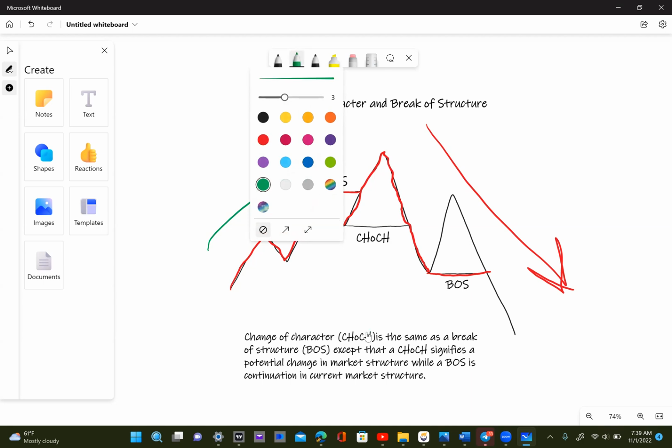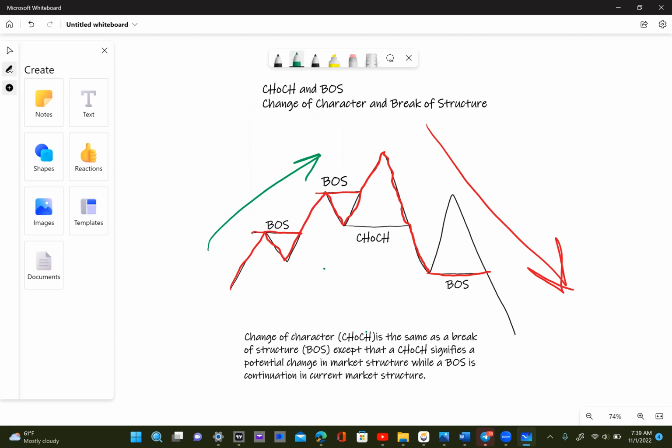That first low that we beat down here, this is called our change of character. Now, just because we beat this low, doesn't mean that we're going down, because we could beat the low and then price could come up and keep going up. And if it does that and beats this high, then everything we just did is null and void.